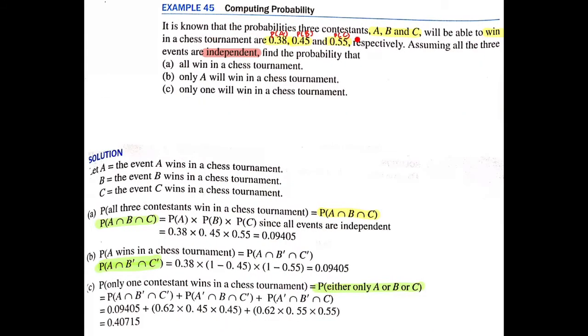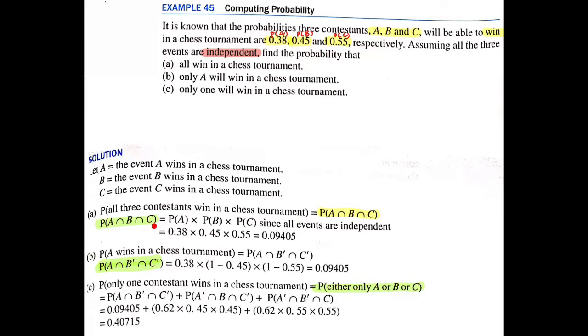It is known that the probabilities of 3 contestants, A, B, C, winning a chess tournament are as written here. So PA is 0.38, PB is 0.45, PC is 0.55. Assuming all 3 events are independent, okay, so A, B, and C winning are independent of each other, the first question asks us to find the probability of all winning the chess tournament. Since all win, it is just probability of A intersect B intersect C.